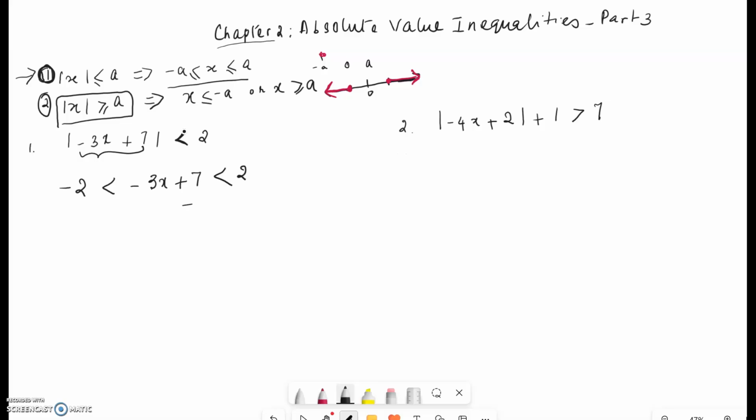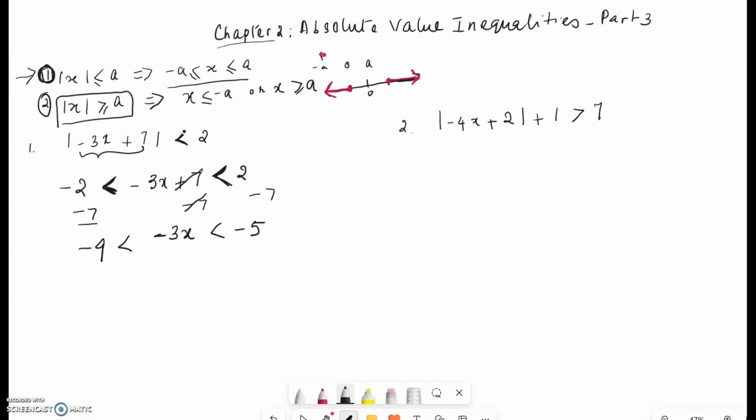We subtract 7 throughout. The direction of the inequality doesn't change, it remains as less than. So negative 9 is less than the positive 7 and negative 7, that makes it 0. So that's negative 3x is less than negative 5.